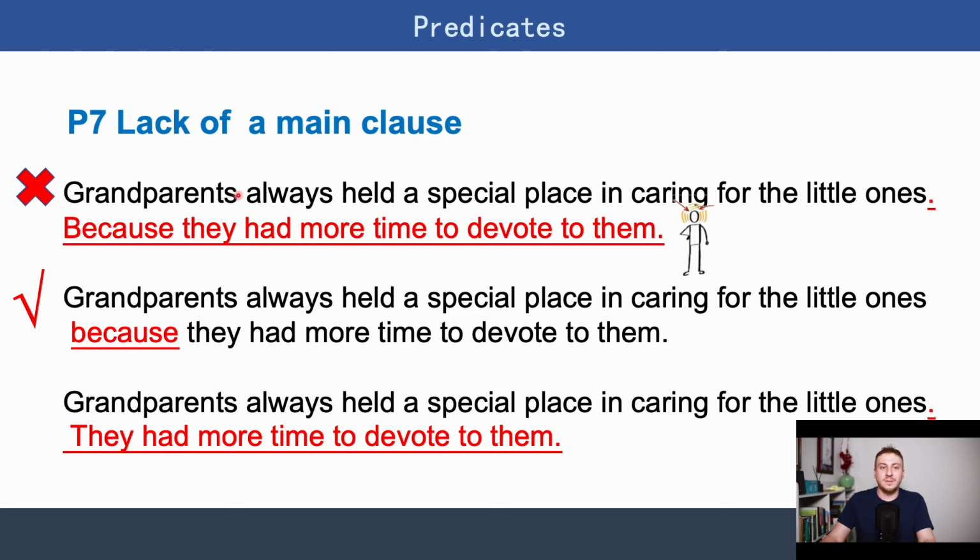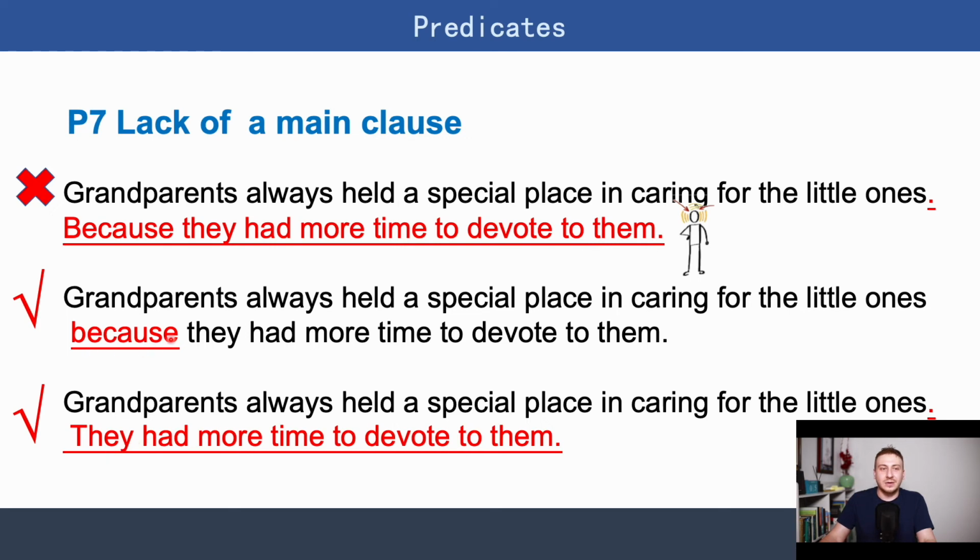main clause. So we can write something like, grandparents always held a special place in caring for the little ones because they had more time to devote to them. We can also change the order, right? So we can also write, because they had more time to devote to them, comma, grandparents always held a special place. The second solution would be to just make it a main clause, right?